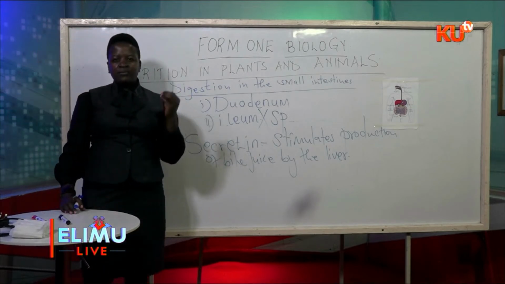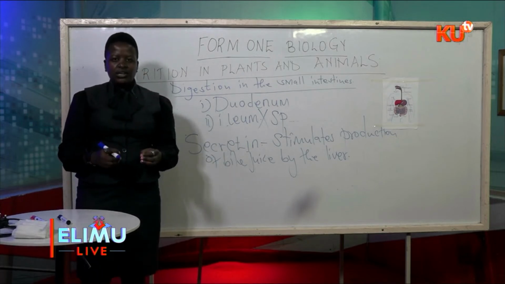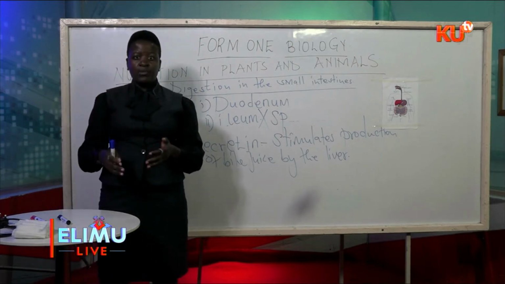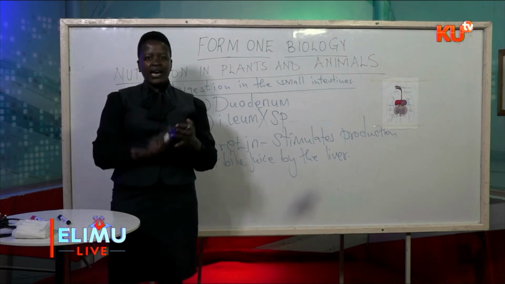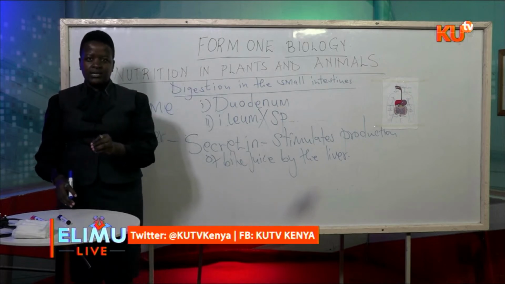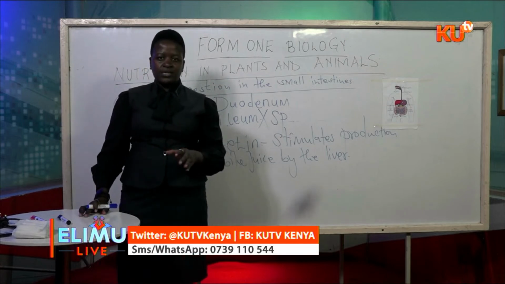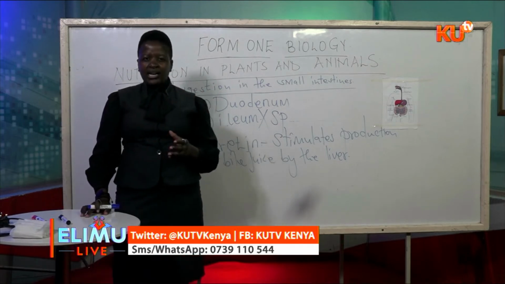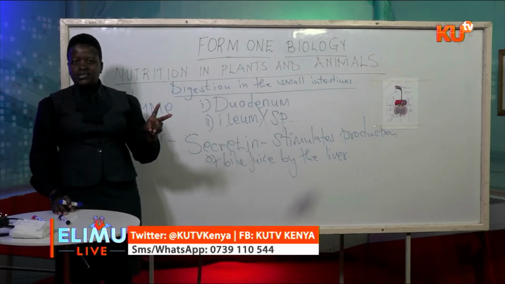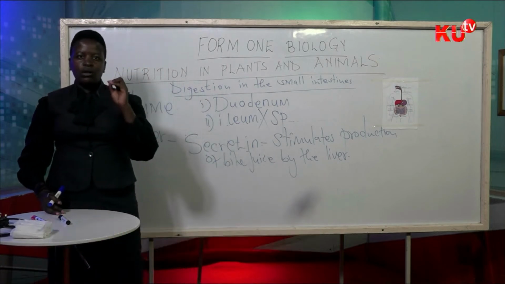Now, when we define the term digestion, we say that digestion is the process by which complex food substances are chemically and mechanically broken down into soluble substances. I repeat, digestion is the process by which complex food substances are chemically and mechanically broken down. So this bile juice helps in those two processes. It helps in chemical breakdown. It also assists in mechanical breakdown.